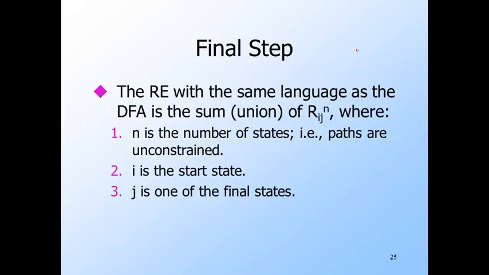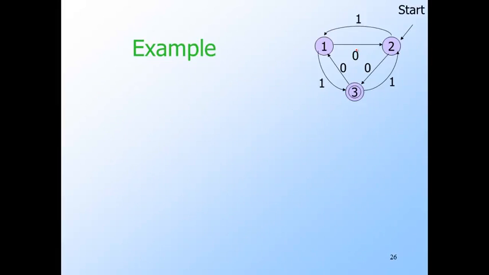Finally, as we have hinted, the regular expression with the same language as the given DFA is formed by taking the union over all final states j of Rij super n, where i is the start state. Okay. So here is our example DFA again. Now we have to install a start state and some final states. So let's assume that state 2 is the start state and 3 is the only final state. So the regular expression that we want is just R23 super 3.